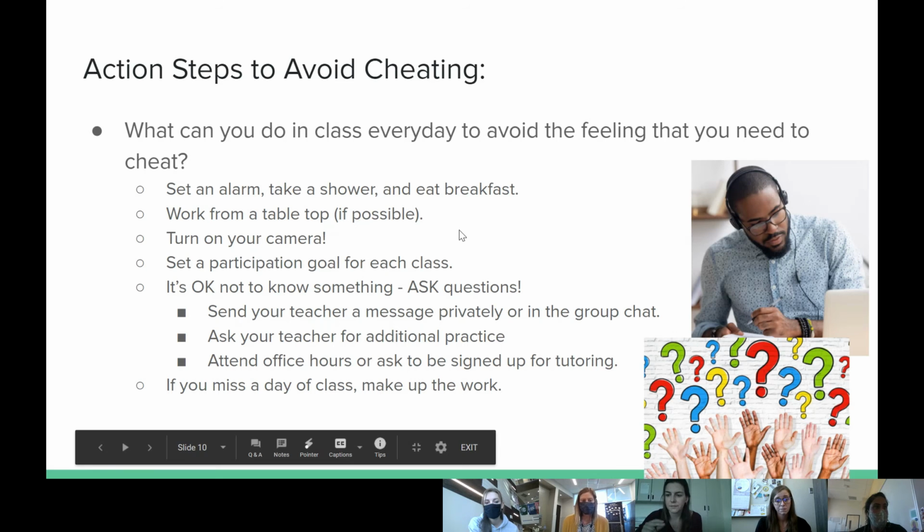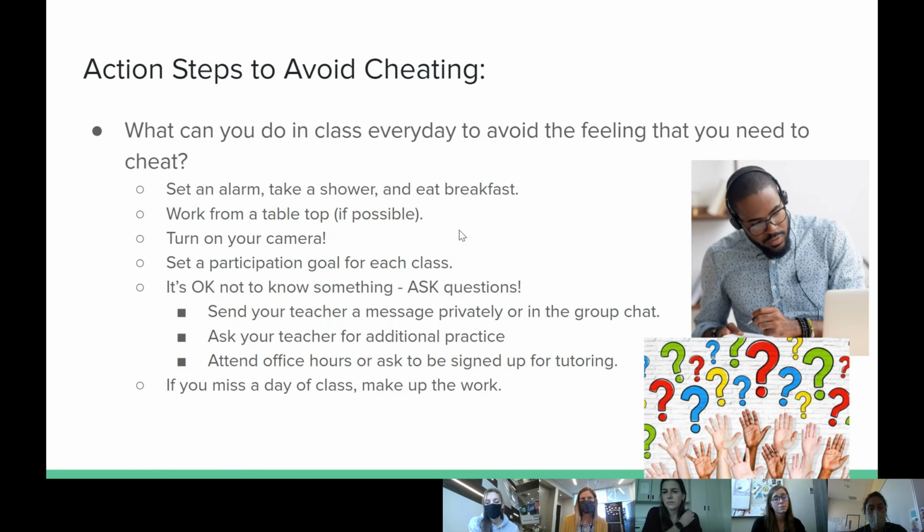Think about how many times it would make sense for you to participate so that you know you are fully engaging. Another thing I just wanted to name, I think sometimes we feel like it's not okay if we don't understand something. That is okay. Please ask us questions. Send your teacher messages privately or ask your teacher for additional help or to be signed up for tutoring or office hours. And the final note is just if you happen to miss a day of class, your teachers are recording their classes, so please take the time to reach out to them and then make up the work that you missed.